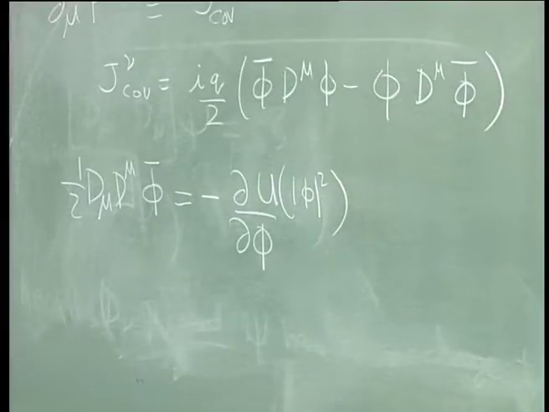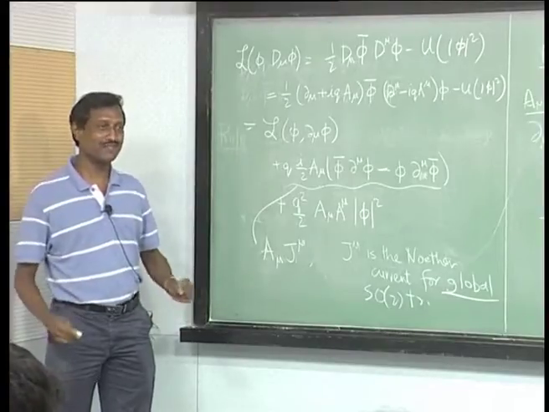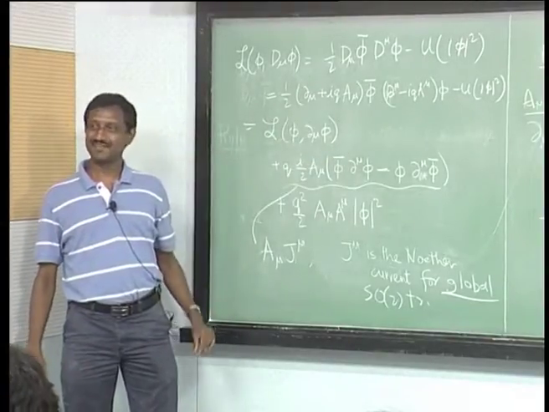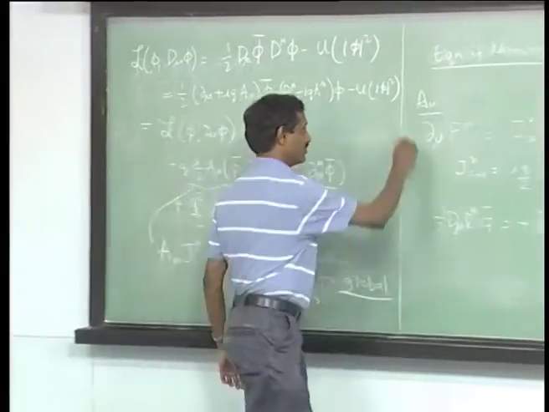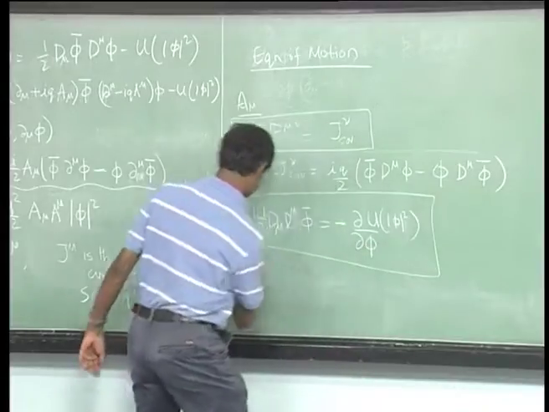Covariance fixes it, but you do not have to believe me, and you should not believe me at least once in your life. You just go ahead and take these things and check that you get that. There is no doubt about it. So, this is the equation of motion.